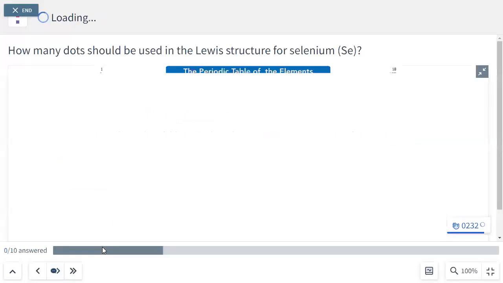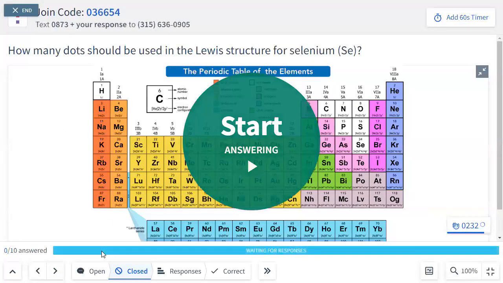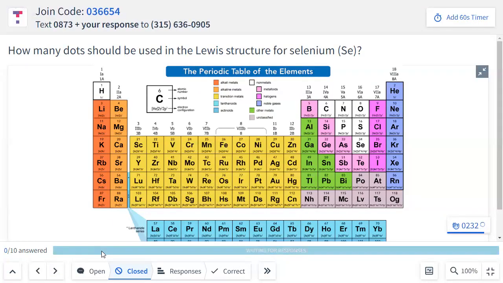All right, let's do a review question here. We're looking for selenium, Se. How many valence electrons are in selenium? How many dots should I put around that selenium symbol? Answer it here.